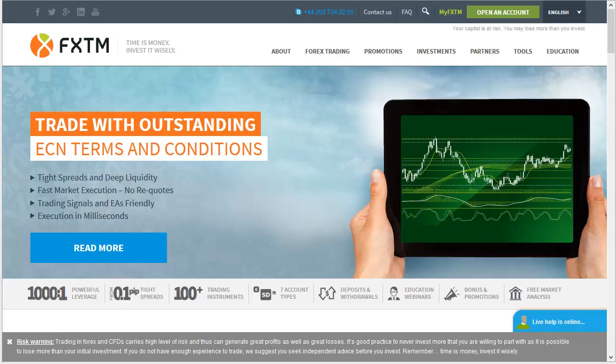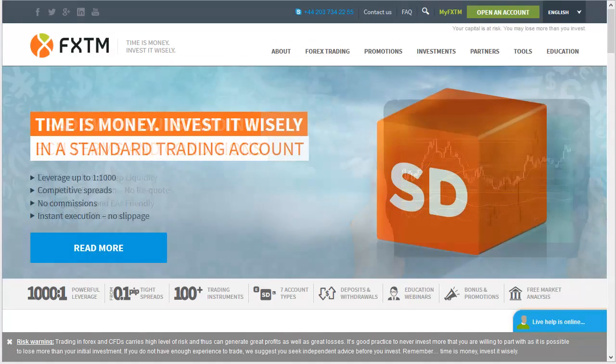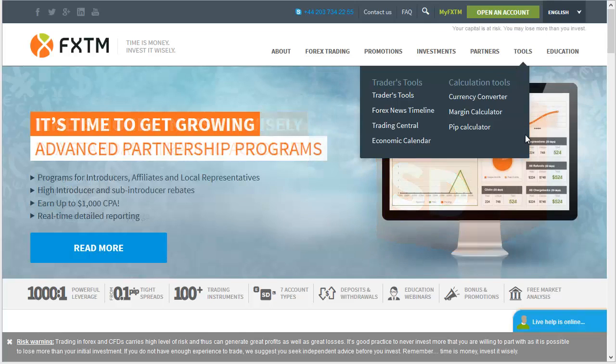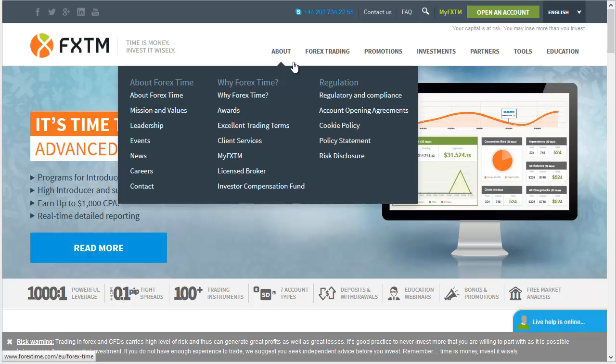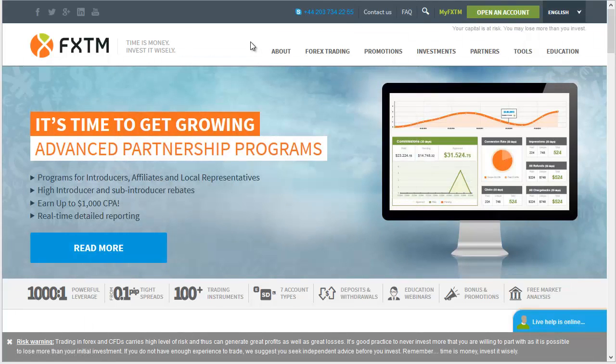The first thing I would say is we do have the typical MetaTrader 4 and MetaTrader 5 platforms being used. So obviously most of you should understand what that entails and what it looks like. It's a very well-known platform. It gives you the possibility of using plenty of EAs and, of course, custom indicators.